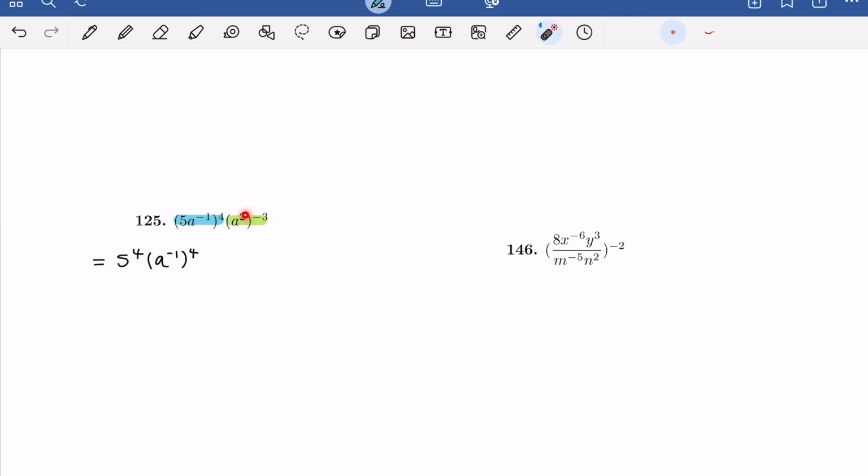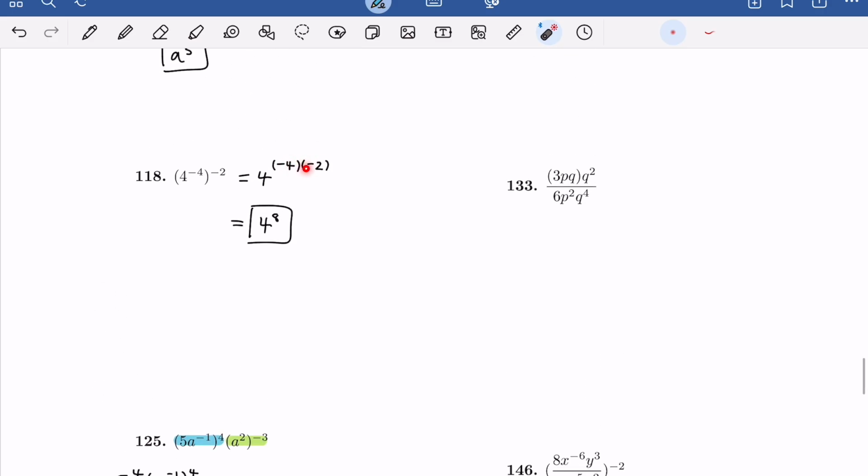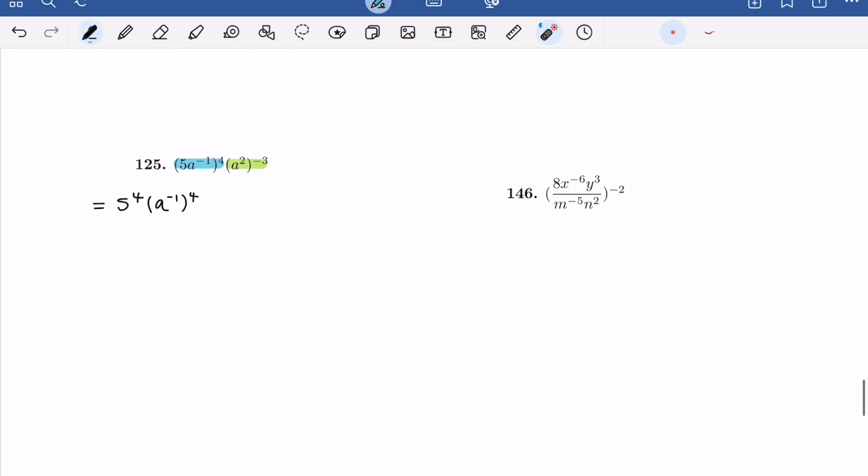We have a raised to the second power, and this entire thing is being raised to the 3rd power. Well, this is very similar to what we saw in the last example. What we're going to do in this case is just take the product of these exponents. So this is going to be a raised to the negative 6 power. So let's keep evaluating this.